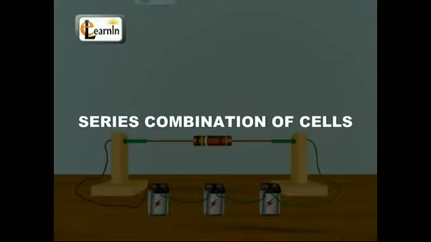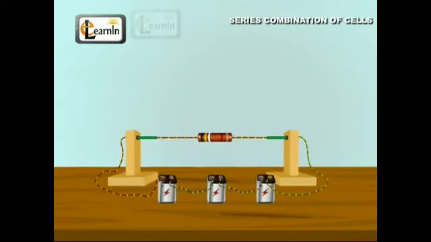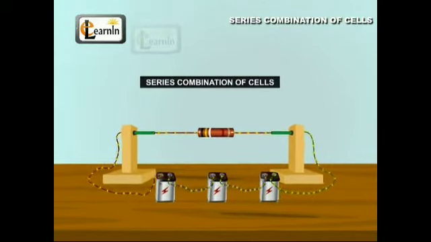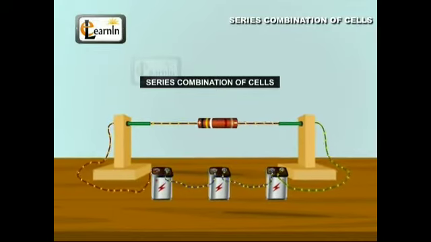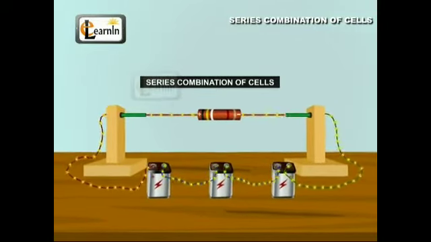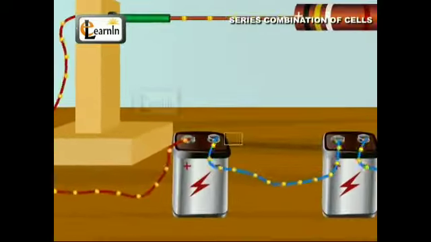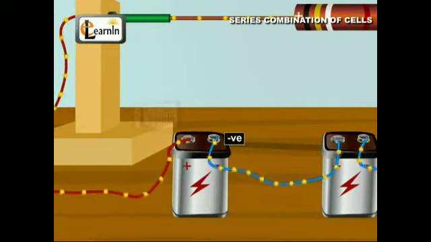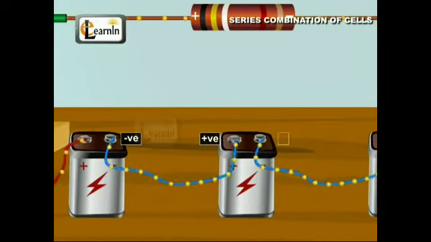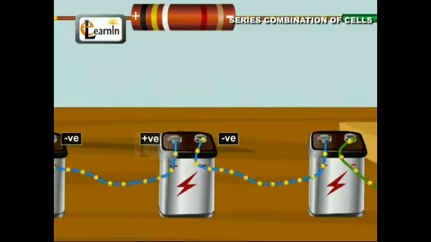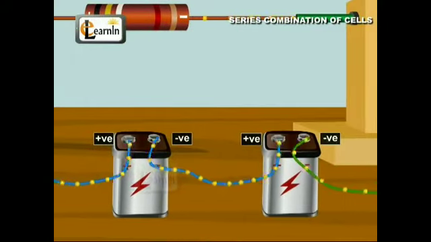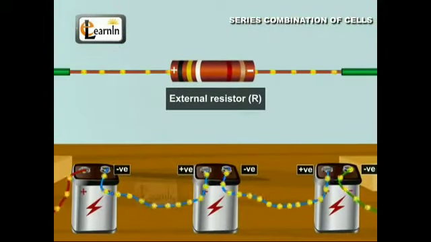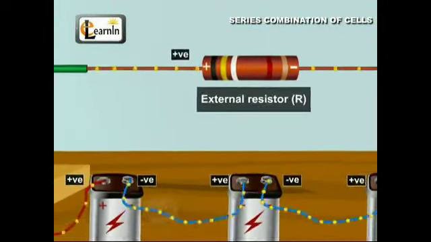Next, series combination of cells. Several cells can be connected to form a battery. In series connection, the negative terminal of one cell is connected to the positive terminal of the second cell. The negative terminal of the second cell is connected to the positive terminal of the third cell, and so on. The free positive terminal of the first cell and the free negative terminal of the last cell become the terminals of the battery.